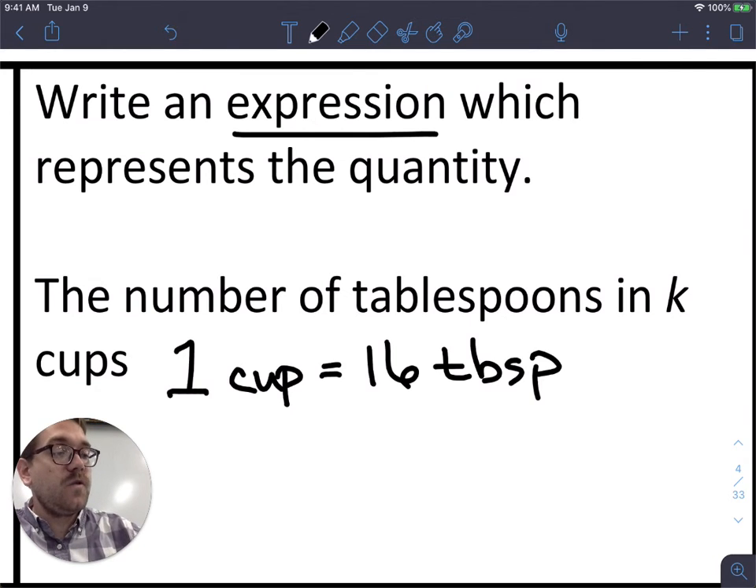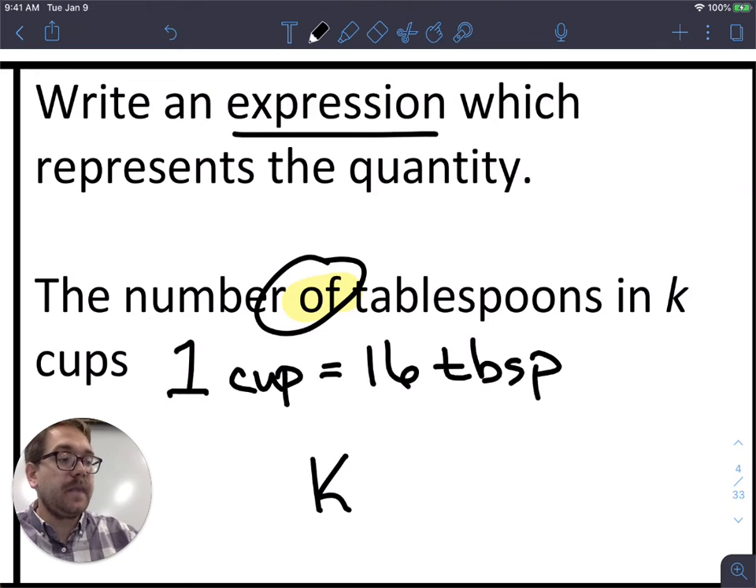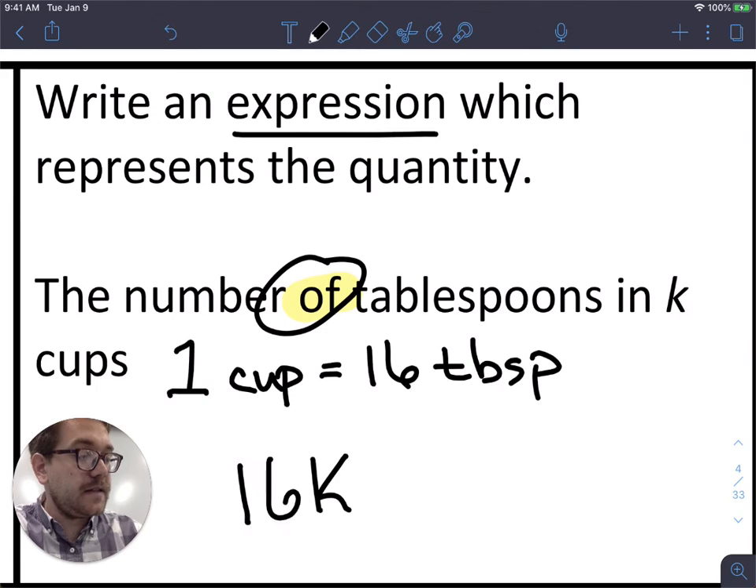And so one word that you really have to pay attention to is of, and that one's always a tricky one. If you remember, of is related to multiplication, and that one's a tricky one that you have to really pay attention to. So when it says the number of tablespoons, okay, in K cups, so we know we have K amount of cups, and if I want to know the number of tablespoons in that K cups, I have to take that multiplied, okay, multiplied because the of, times the number of tablespoons that are in 1 cup. So that's 16K, or 16 times K.